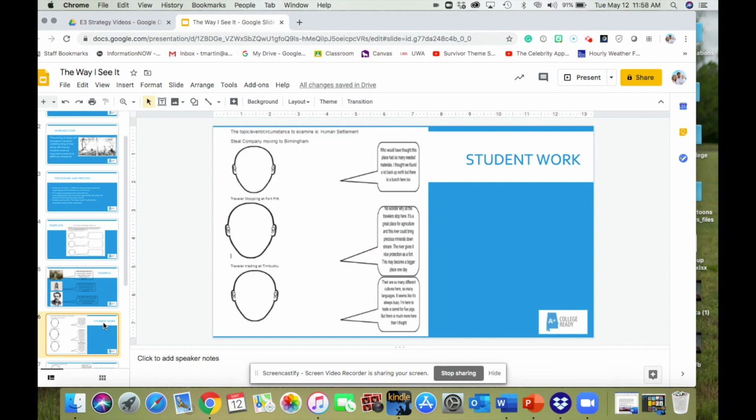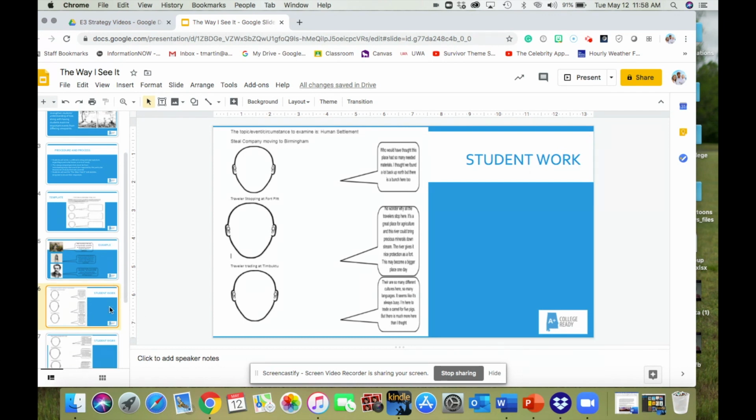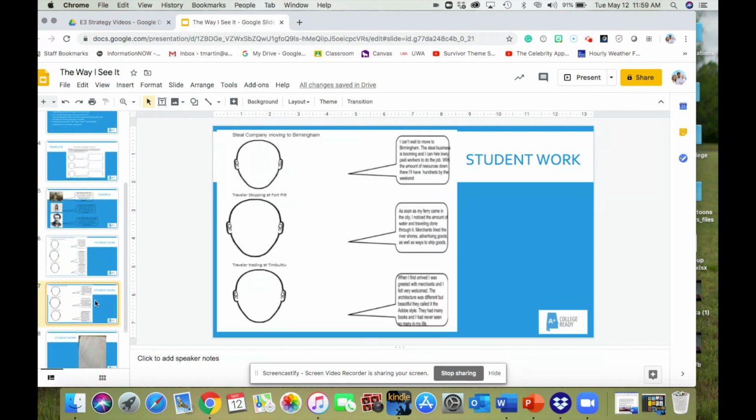So here's an example from my class. This is from an actual student. The topic was human settlement. So we have a character that settled in Birmingham, a character that settled in Pittsburgh, and a character that settled in Timbuktu. So you can see their different perspectives on what caused them to go to those particular places. And that's what we have here as well.